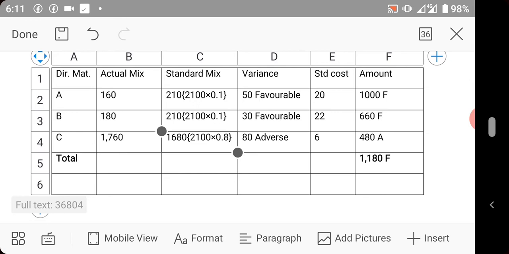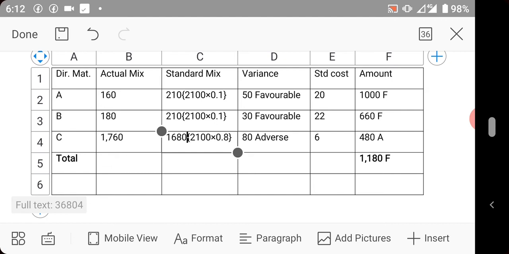50 times 20 will give you 1000. 210 minus 180 will give you 30, and it's favorable. 30 times 22 will give you 660. Now 1760 minus 1680 will give you 80. 80 times this will give you 480.